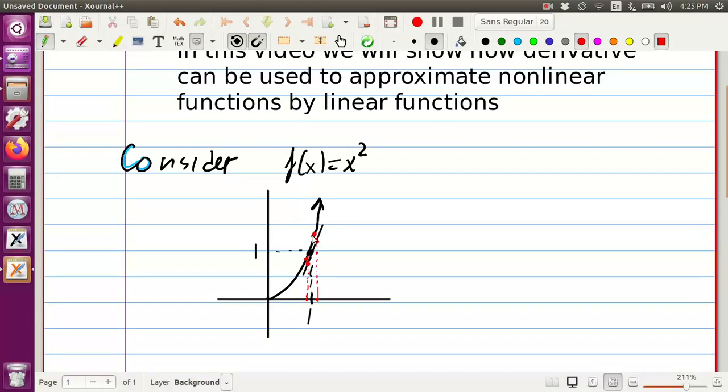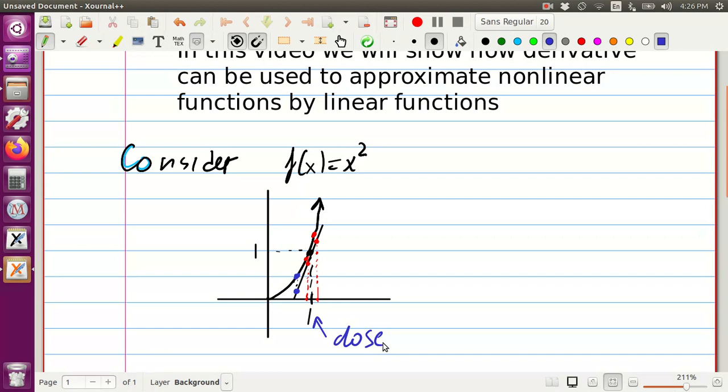But if we are far away from the point x equals 1, then we might be in trouble. For example, if we extend the line a little bit down and check it over here, we can clearly see that this blue point is far away from this blue point. So that means we have to stay very close to 1 for this approximation to work.